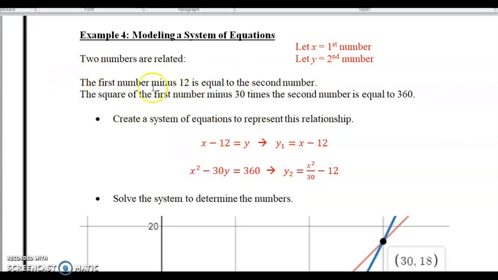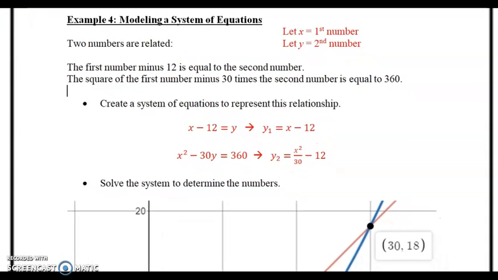I just set it up knowing that the first number was going to be a quadratic, so that was just me thinking ahead there. But again, it's up to yourself. So it says two numbers are related. The first number minus 12 is equal to the second number. So first number minus 12 is equal to the second number.